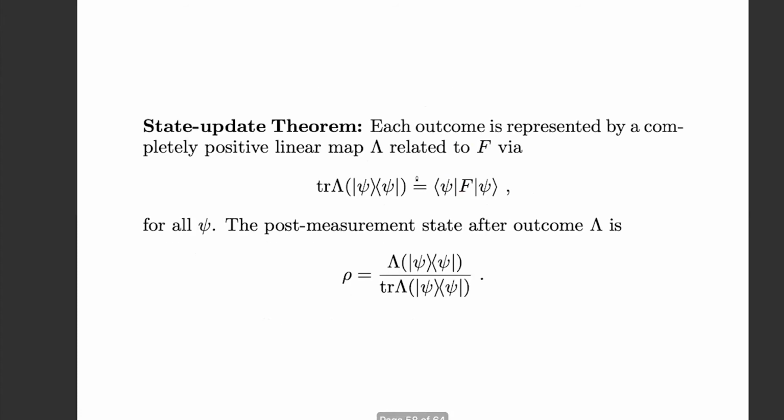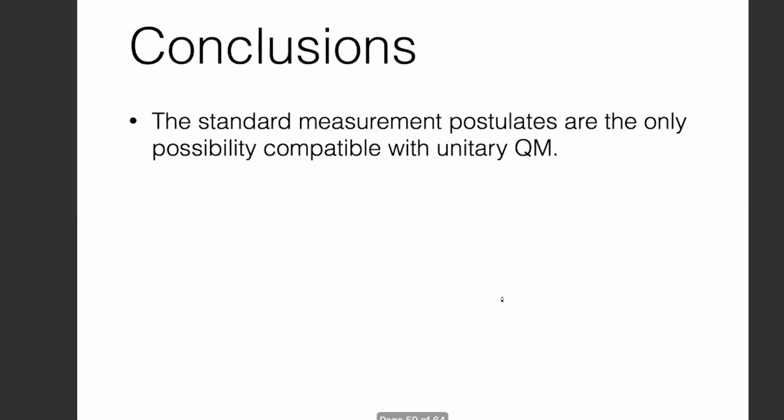Until now, I haven't talked about the state update rule, but even before our work, it was already known that the only consistent state update rule compatible with the Born rule is the quantum one. So it's not even our work that shows that's the only possibility, and I'm not going to spend time on this. Okay, so I'm finishing now. These are the conclusions. The standard measurement postulates are the only possibility compatible with unitary quantum mechanics.